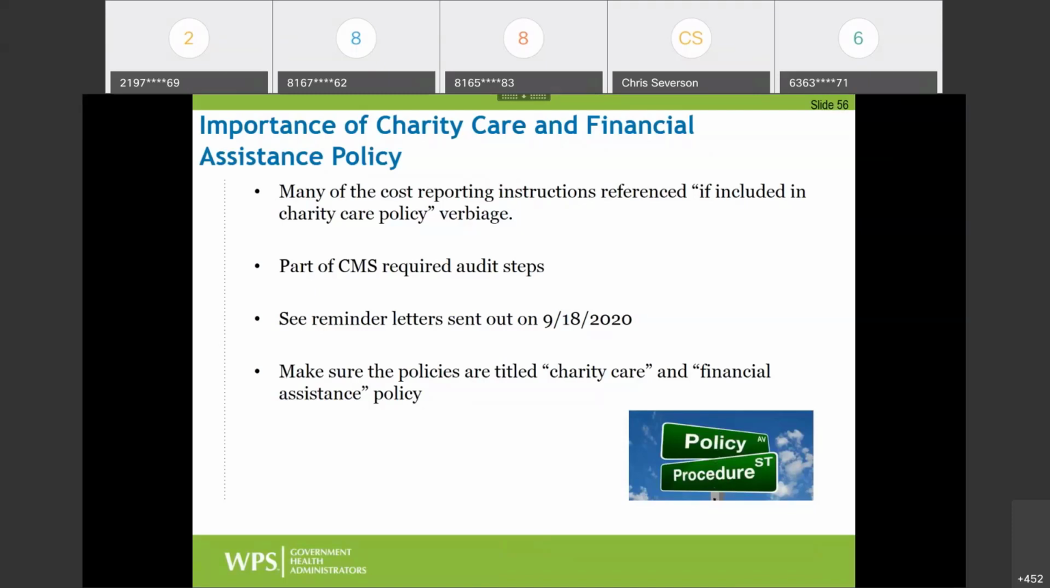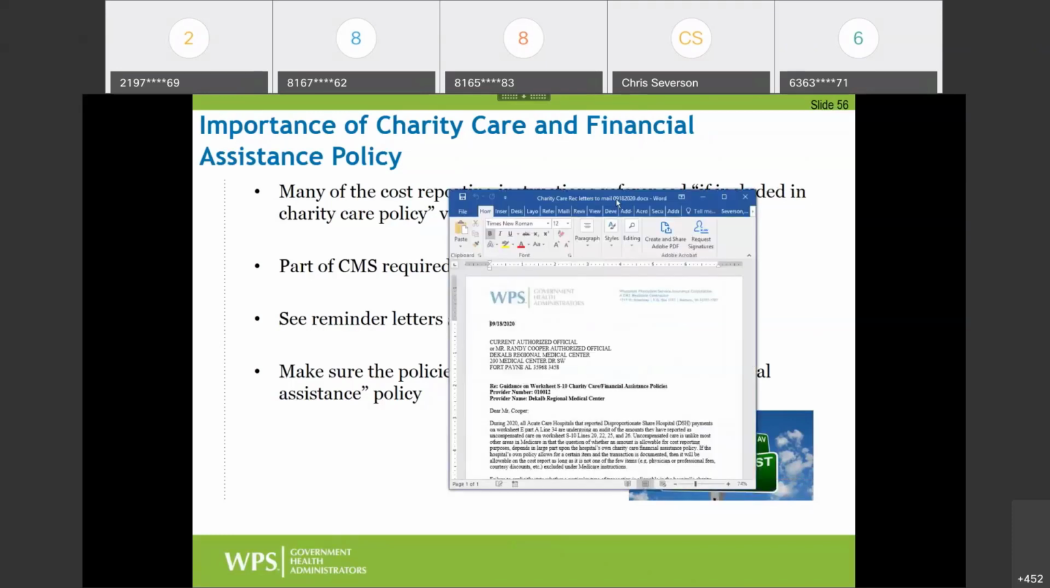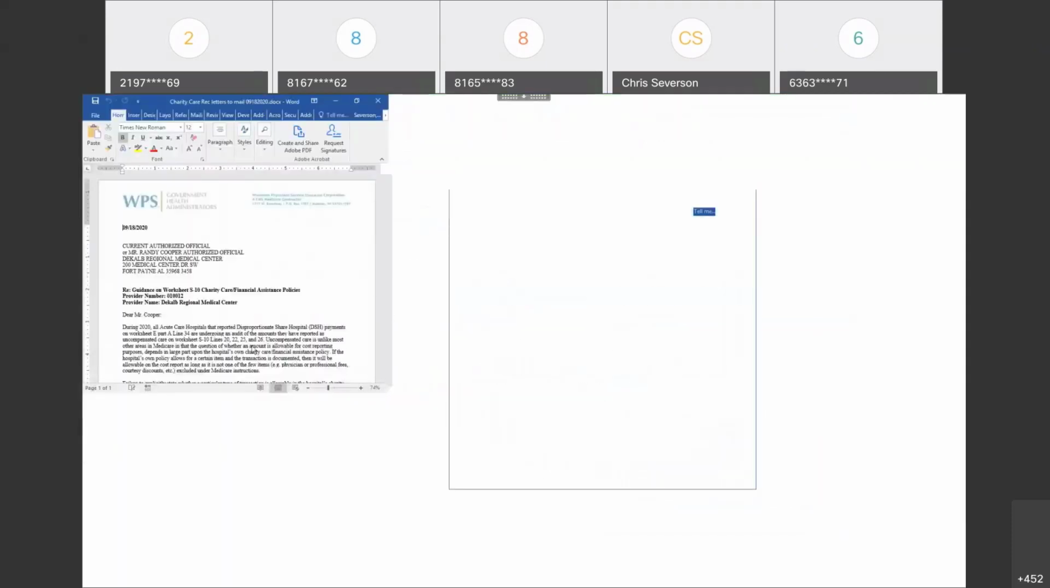Let me find that. It's not a template. It's the charity care reminder letter, if you will. It was sent out 9/18 of last year, just making sure providers were aware of how important that charity care policy is. Let's see if this will come up in time here. There we go. Oops. This is the first one that came up. It went out to all hospitals.